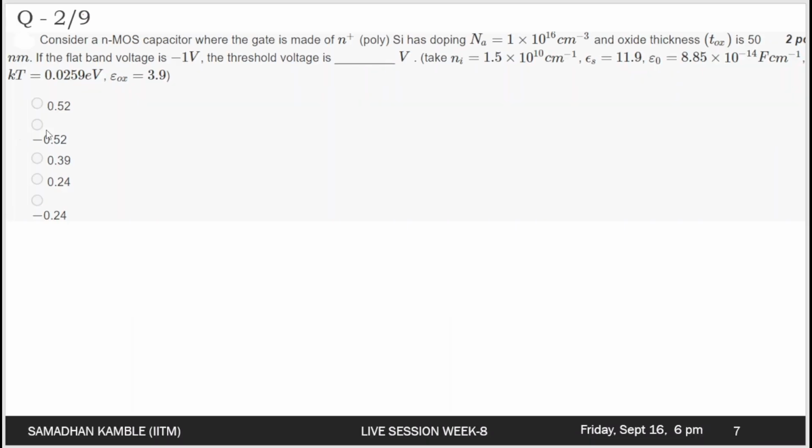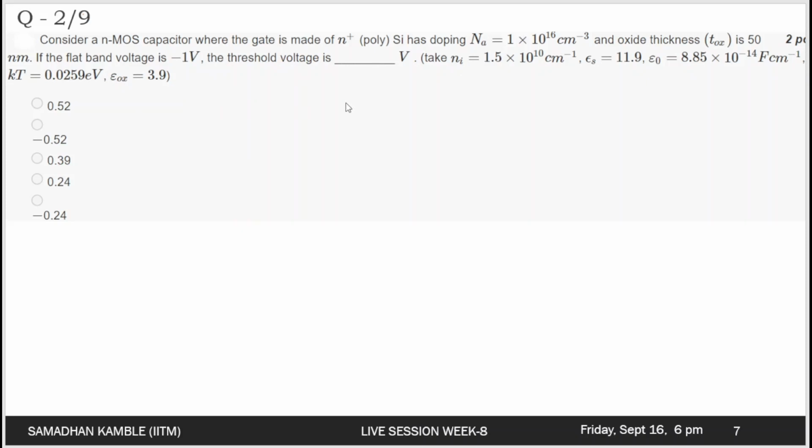Going to the second problem, this is calculation based. I'll just read out the problem for you. Consider an NMOS capacitor where the gate is made of N plus polysilicon and which has the doping concentration given, and also the oxide thickness is given as 50 nanometer. The flat band voltage is also given, and we are asked to find out the threshold voltage based on different other parameters.